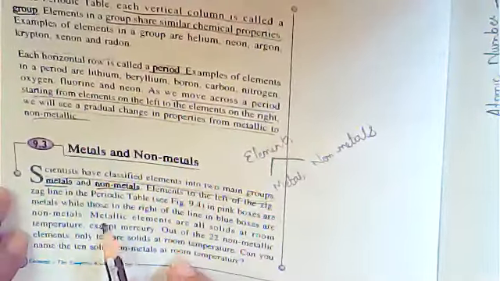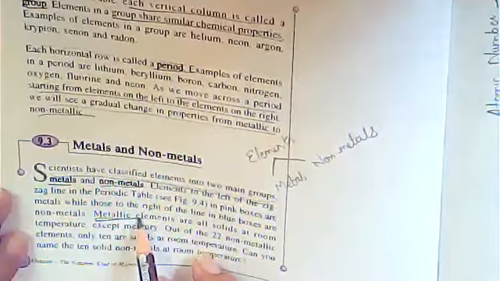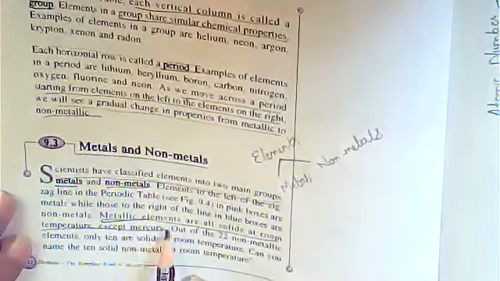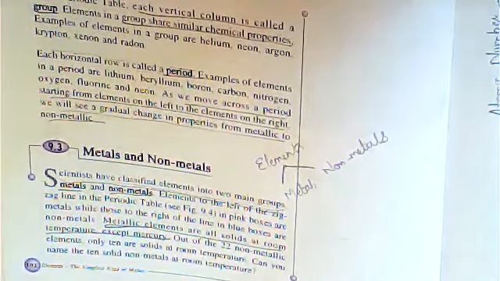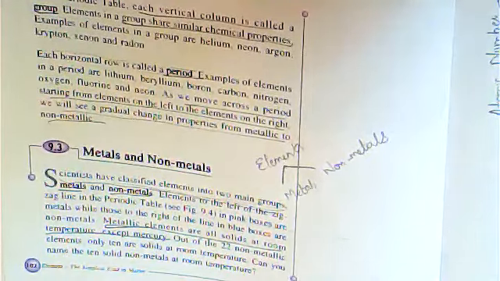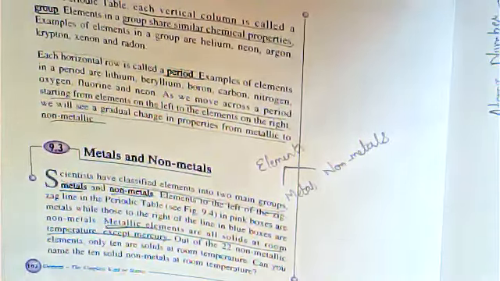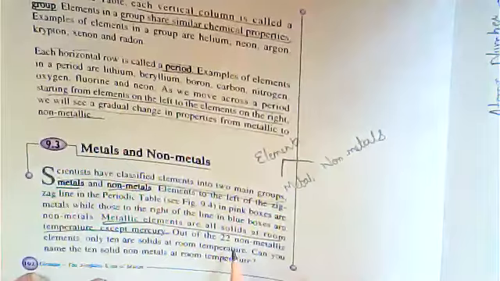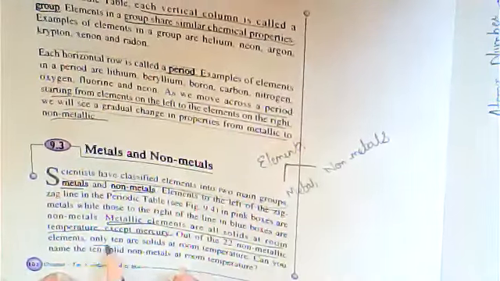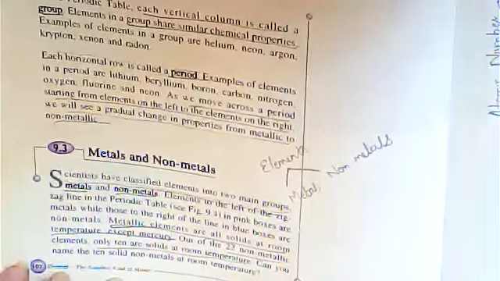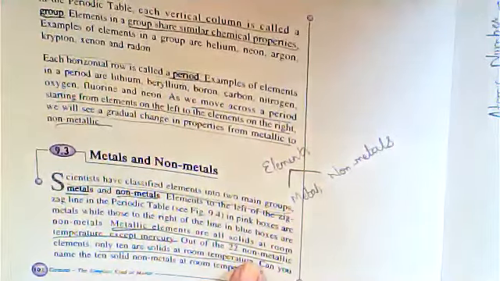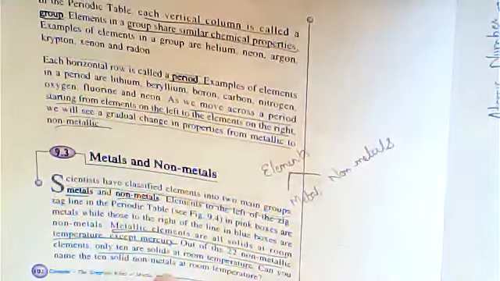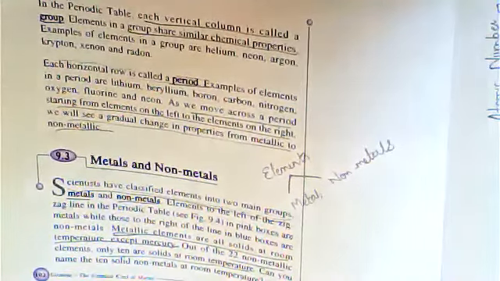Now, what are metals? Number one, metallic elements. This is important, kindly mark it. Metallic elements are all solids at room temperature except mercury. All the elements that are metallic in nature are solid at room temperature except mercury. And out of the 22 non-metallic elements, only 10 are solids at room temperature.